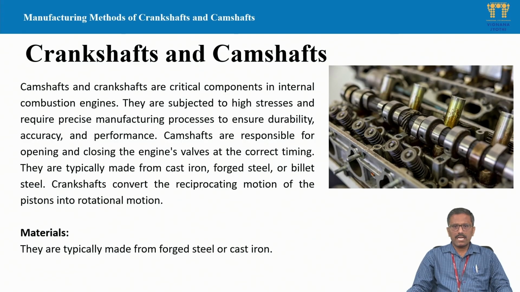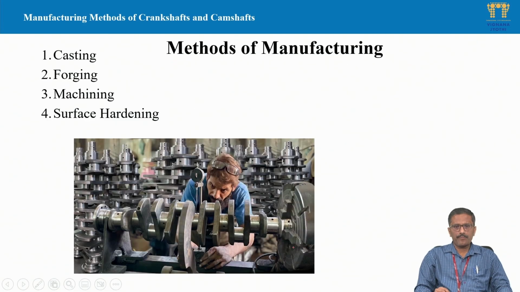Similarly, the crankshaft is used for converting rotary motion into reciprocating motion or vice versa. But here in IC engines, we are going to convert reciprocating movement into rotary motion. Typically, the camshaft and crankshaft are manufactured from forged steels and cast iron materials. So let us start with the different manufacturing methods.